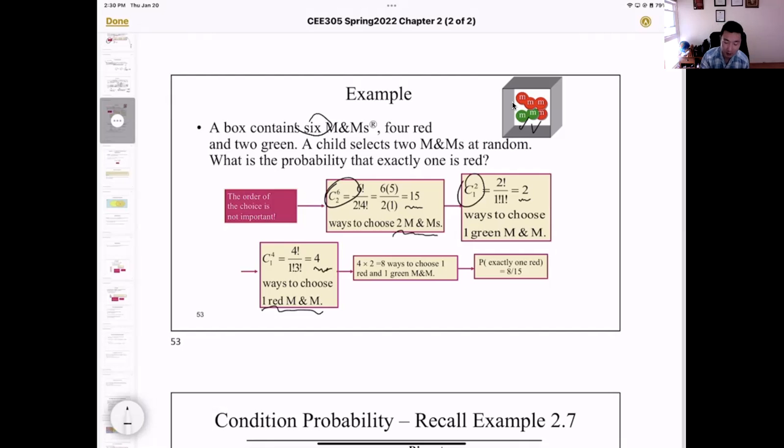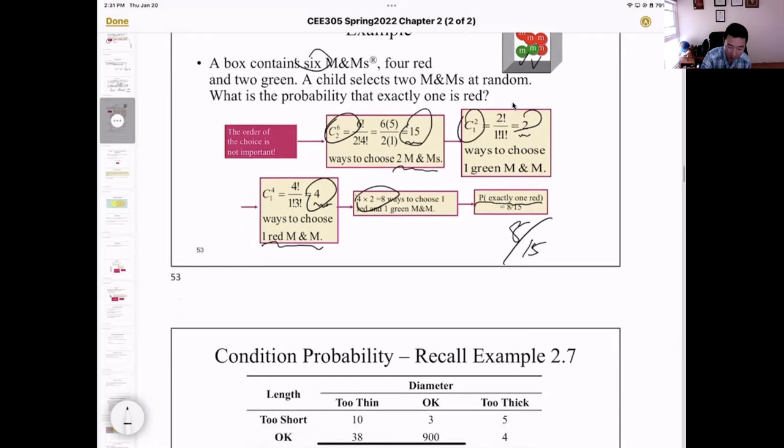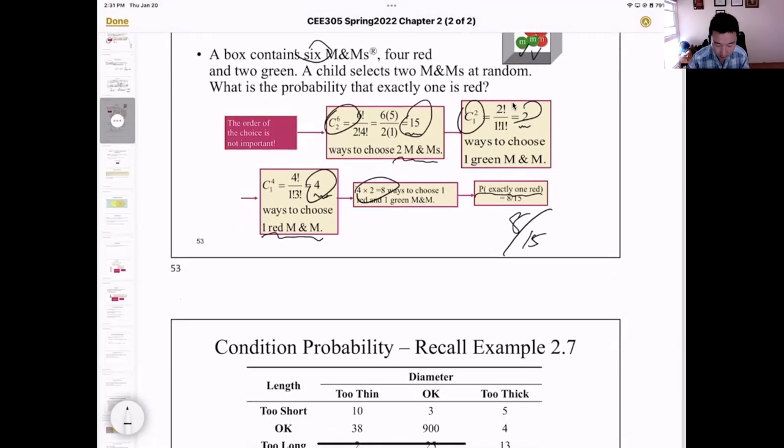So in total we have 4 times 2, or 8 ways to choose 1 red and 1 green. And in total, we have 15 ways to choose 2 from 6. So for exactly 1 red, the probability is 8 divided by 15. Okay. So that's one way to resolve the question.